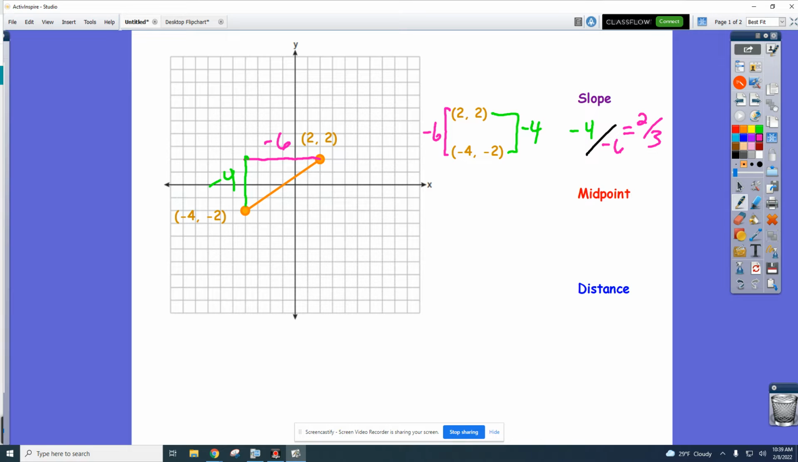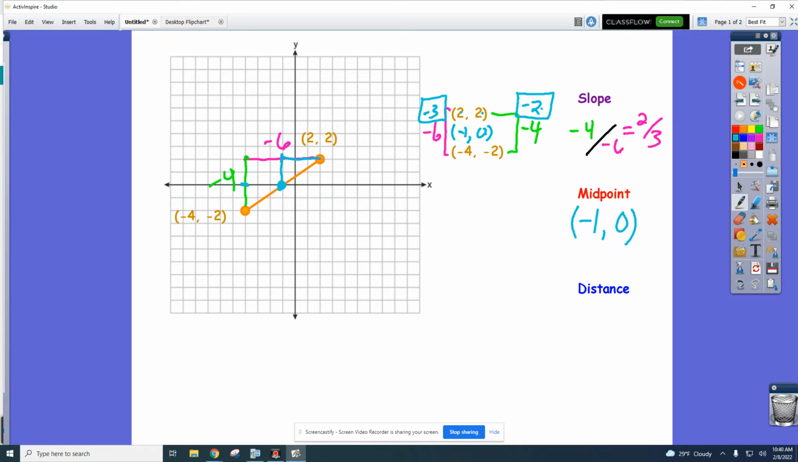So that's the slope. The midpoint is going half that distance. So half of negative 6 would be negative 3, and half of negative 4 would be negative 2. So if we go down 3, down 2, we get to the midpoint. Now what we do with these numbers is 2 minus 3 is negative 1, and 2 minus 2 is 0. So these numbers here and here tell us how to get to the midpoint. Okay, the midpoint is actually negative 1 comma 0.